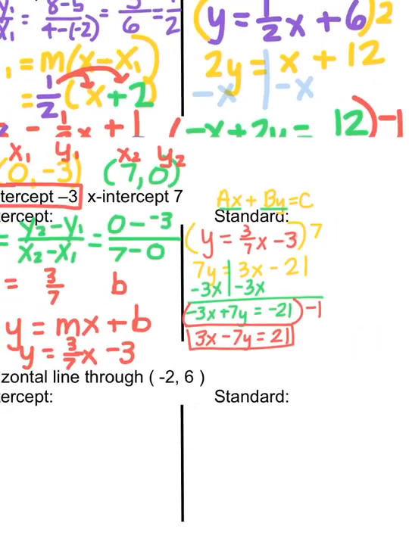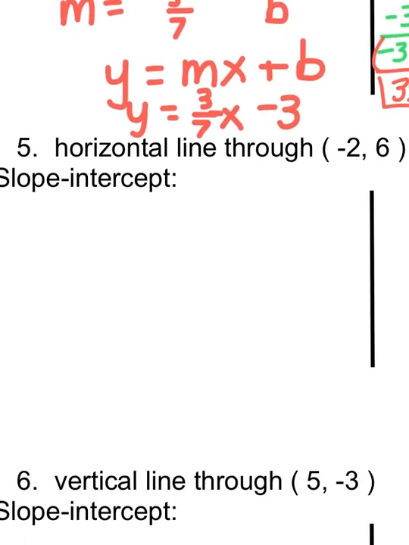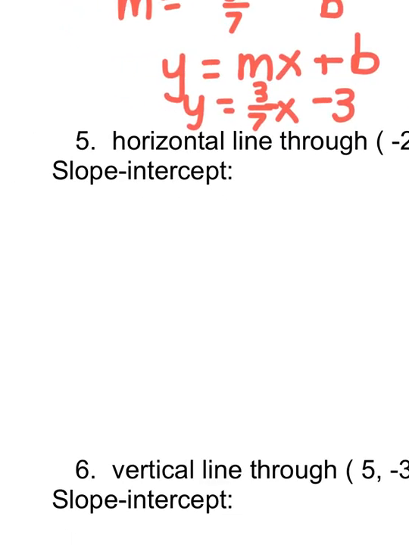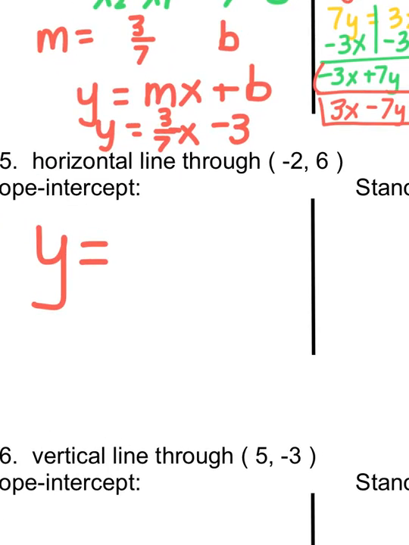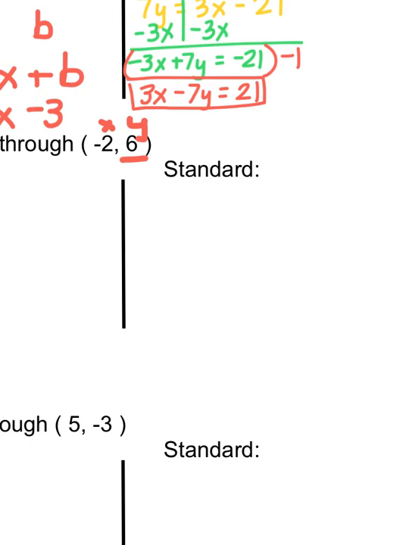Now on number 5, it makes me happy. Why? Because it's a horizontal line. When you see a horizontal line, I want you to think of the word hoi. That's not the answer, but it's a horizontal line. It will have a 0 slope, and it will be a y equals equation. So I know the slope-intercept form is going to be a y equals. Well, what does y equal? Look over here. Y equals 6. Easy as that. That is it. Now in standard form, let's do the same. Y will equal 6.